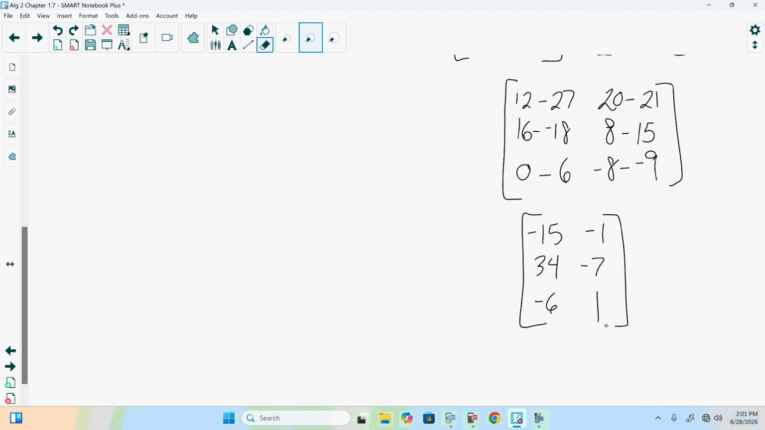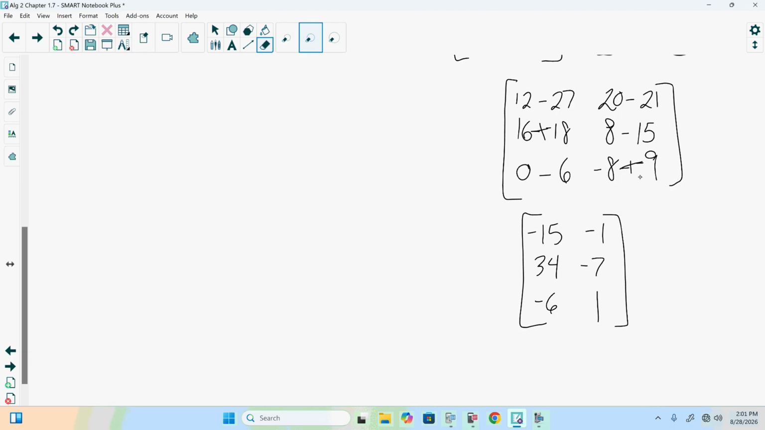Because 12 minus 27 would be negative 15. 20 minus 21 is negative 1. 16 minus negative 18. Well, the negative and negative would make a positive. So 16 plus 18 is 34. 8 minus 15 is negative 7. 0 minus 6 is negative 6. Negative 8 minus negative 9. Well, again, the negative and negative would make a positive. Negative 8 plus 9 is 1.